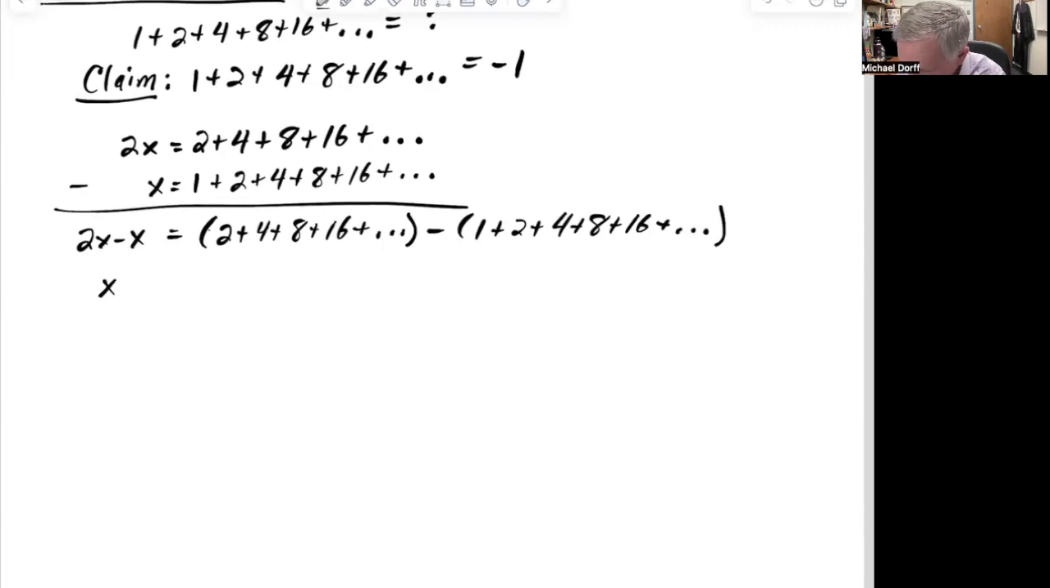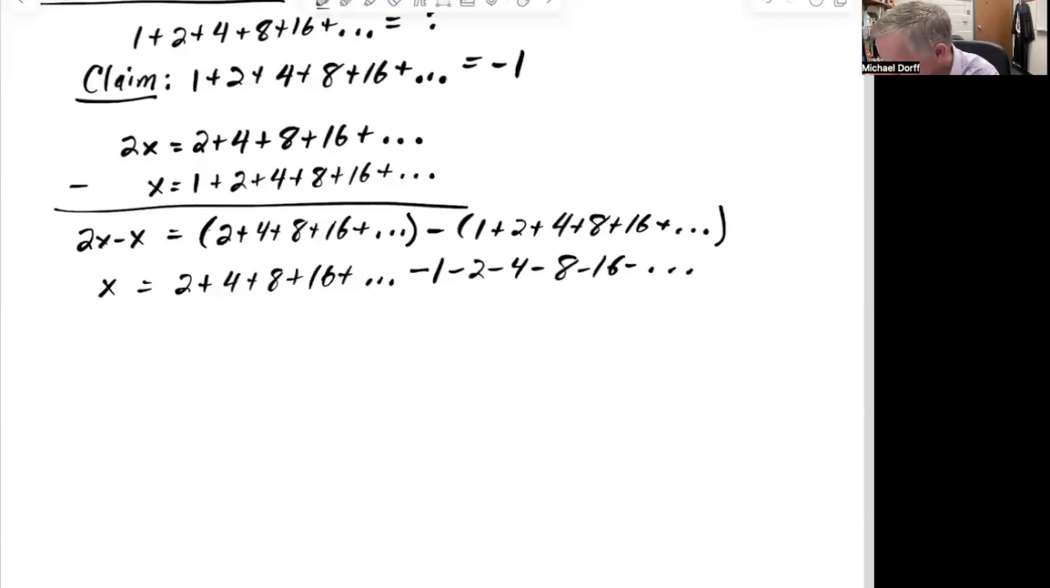So on the left side, I get x. And on the right side, I'll write it as 2 plus 4 plus 8 plus 16, getting rid of the parentheses. And for the second parentheses, I'll have to distribute that negative. So I get -1, -2, -4, -8, -16, minus ... And then I can cancel some things out on the right side. The 2 and the -2 cancel out. The 4, -4, 8, -8, 16, -16, and the plus ... with the minus ... So then I have x equals -1.